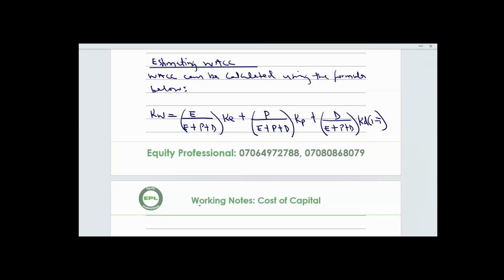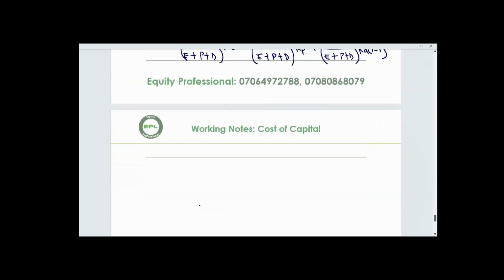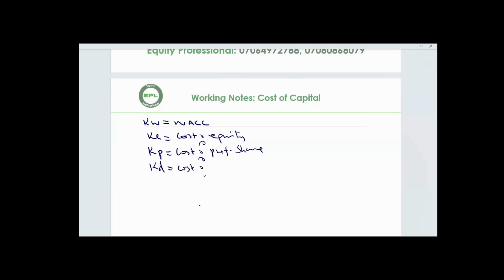Okay? So this is the formula for calculating WACC, where, like I said, KW equals weighted average cost of capital, KE, cost of equity, KP, cost of preference share, then KD, cost of debt, then KD(1 minus tax) equals post-tax or after-tax cost of debt.